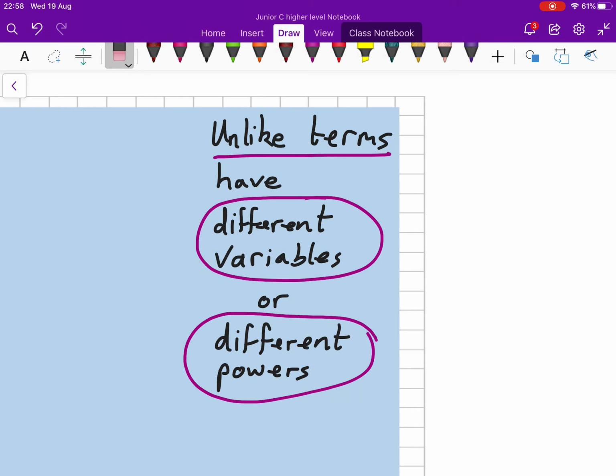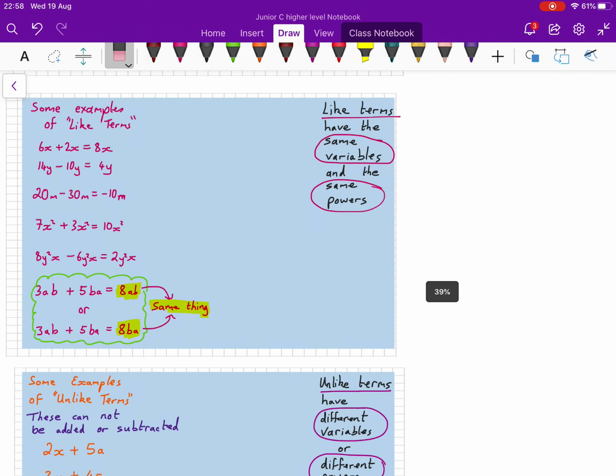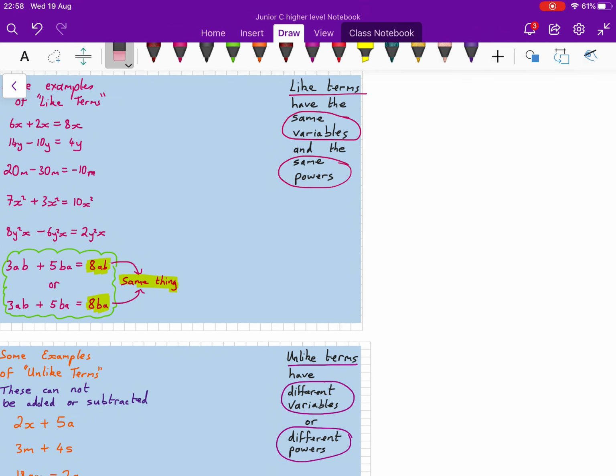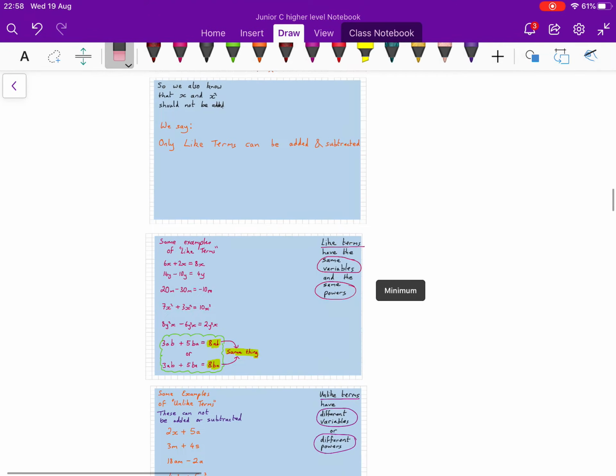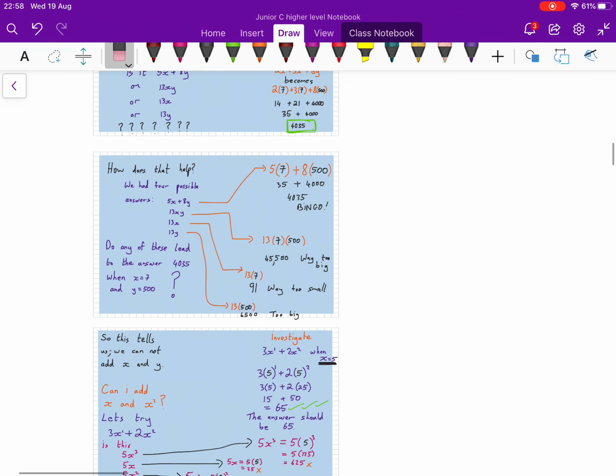So the word or is very different to the one up here where we have the word and. That's a key difference in our definitions. Like terms have the same variables and the same powers. Unlike terms have different variables or different powers, or both. So hopefully that helps with adding and subtracting different terms.